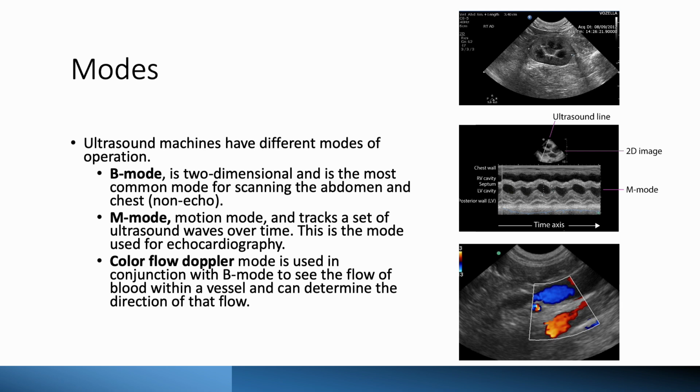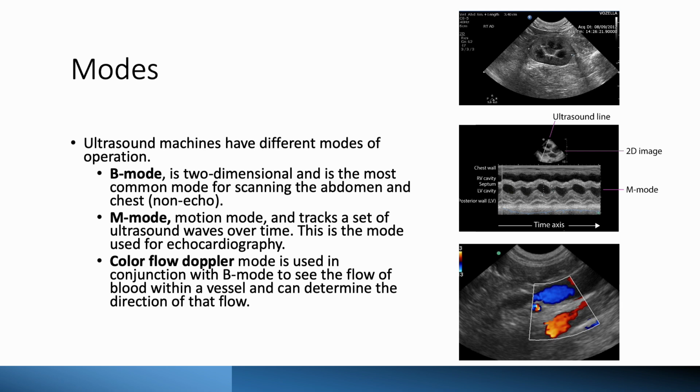Ultrasound machines have different modes for their operation. The first mode is called the B mode, which stands for the brightness mode, but I really think of it as just our basic mode. This is a two-dimensional image. It's most commonly used when we're scanning the abdomen. And the first picture shows a convex probe using a B mode to image the kidney.